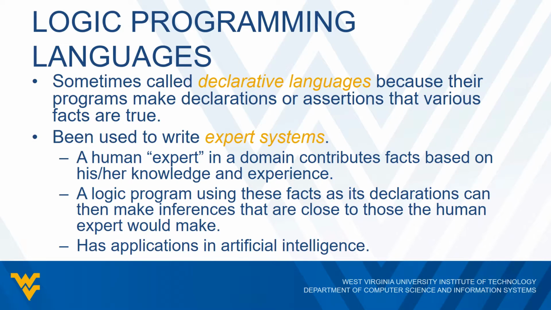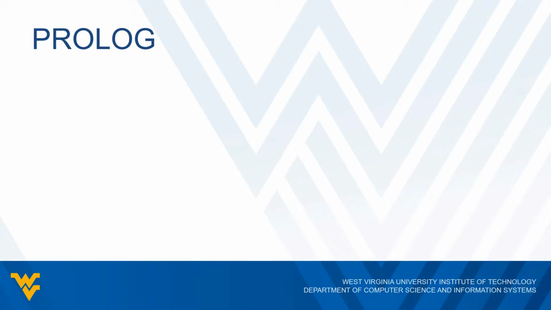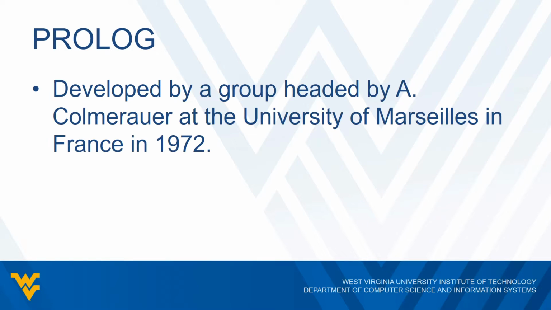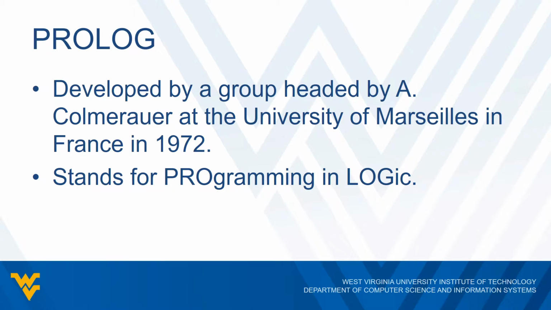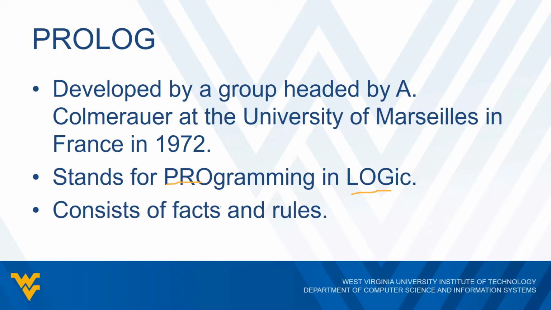The best known logic programming language is Prolog, and this was developed in France at the University of Marseille in 1972 by a group headed by A. Kolmarauer. Now, Prolog actually stands for Programming in Logic. So as you can see, they got the pro in programming and then the log from logic. So see what they did there? Prolog.